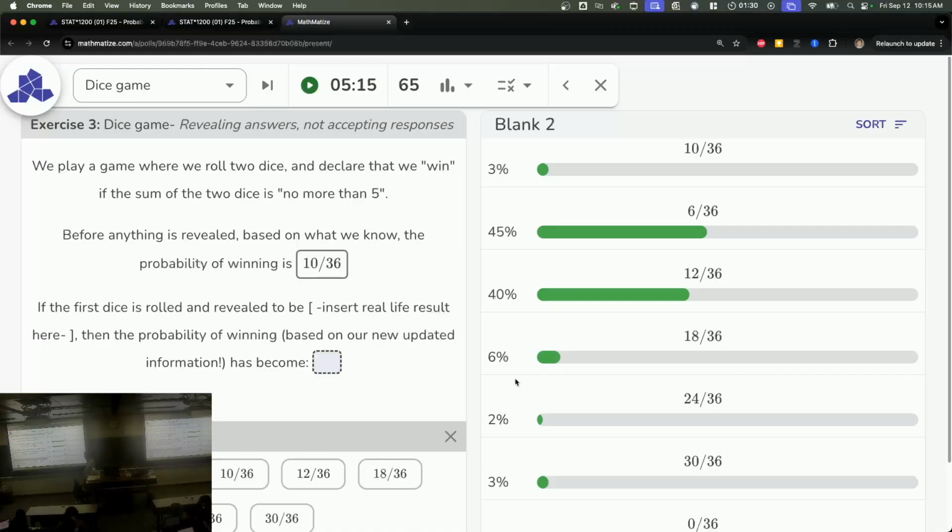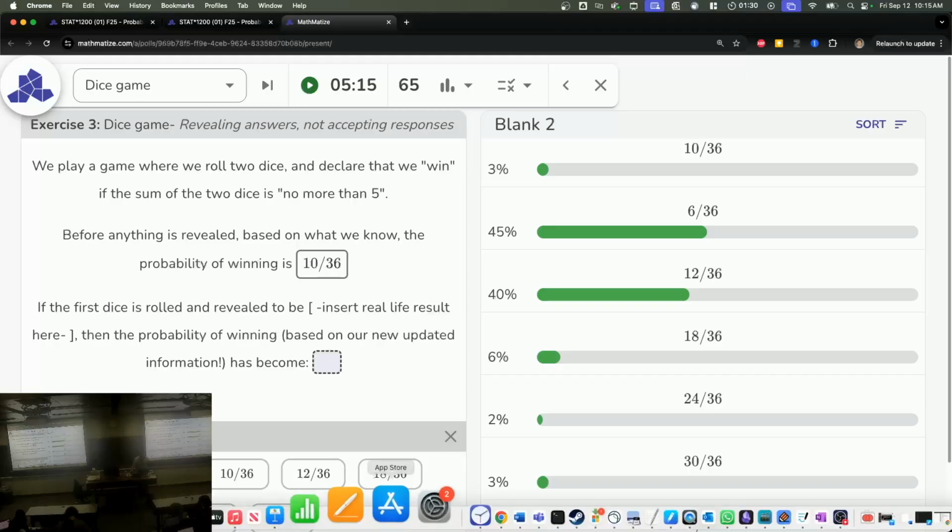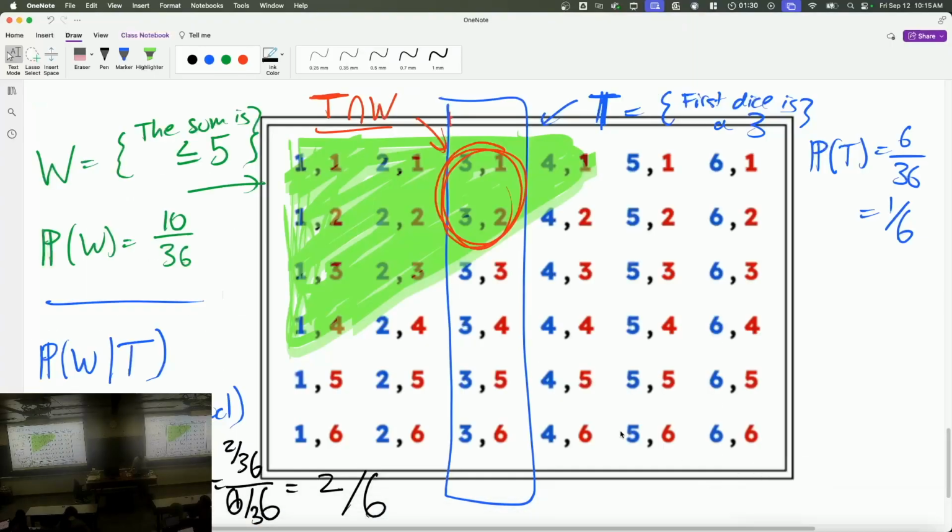Yes. I want to go back to the conceptual one. Given that you got a 3 already, why did we have to pay attention to all those other 30 points? Could we not just reduce our sample space and say, now I'm just looking at what I got on the second die? Yeah, absolutely.